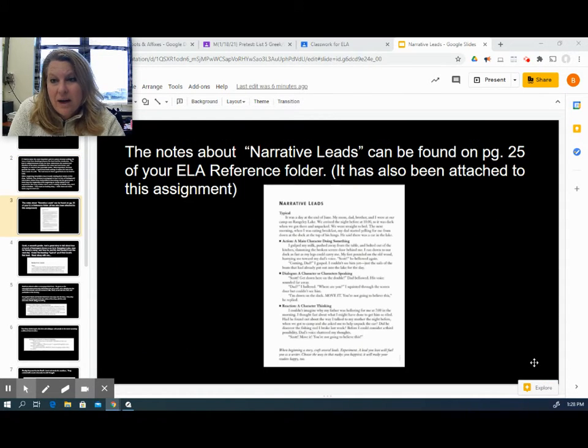The notes, by the way, on narrative leads can be found on page 25 of your ELA reference folder, or if we're in distance learning, you're quarantined, or you're just not at school today for whatever reason, I've also attached it to this assignment so that you have access to it. I've also included little clips of these notes in this actual video and presentation, so just hang in there, and if you need to refer to it after you've watched the video and after the lesson is over, just know that it's there for you.